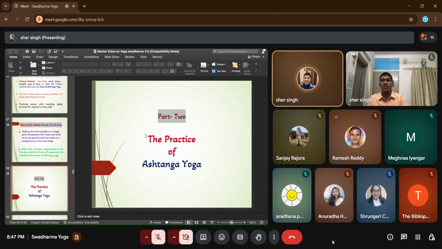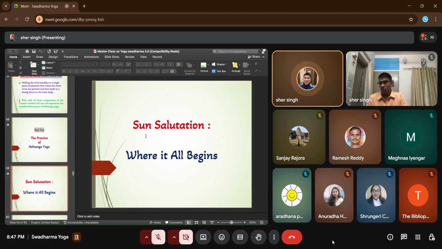Then part two, the practice of Ashtanga Yoga. We all know that the first is sun salutation, where it all begins. In Ashtanga Yoga there are two types of sun salutation, A and B. Sun salutation A consists of 9 vinyasas, and sun salutation B consists of 17 vinyasas. Other members know this, since we do not teach it in the beginning. So in our general practice, we do 10 sets of Surya Namaskar A and 5 sets of Surya Namaskar B to get the body fully warmed up.